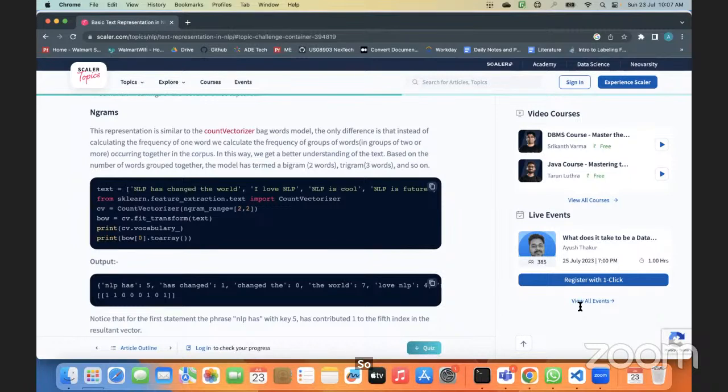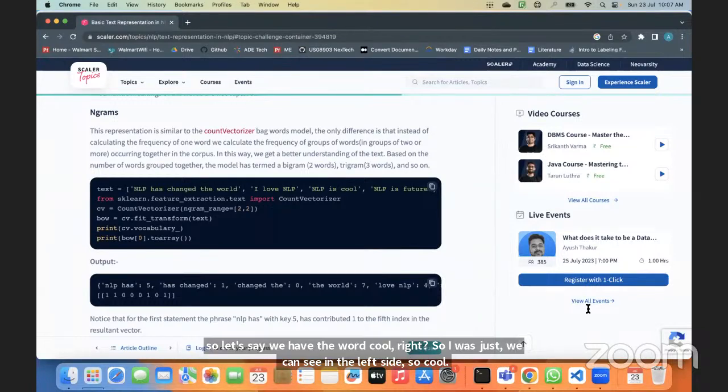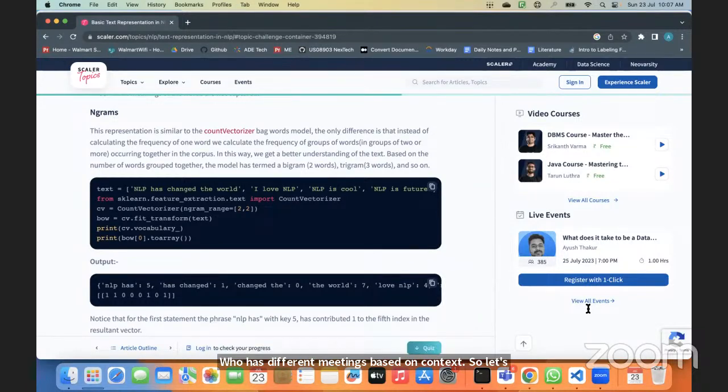So let's say we have the word cool. Cool has different meanings based on context. You are cool, he is cool, she is cool, and then the wind is cool, the room is cool, the weather is cool, the bottle is cool. All these have different meanings. So based on context, what noun is using this word cool decides what cool means. So this is all context.